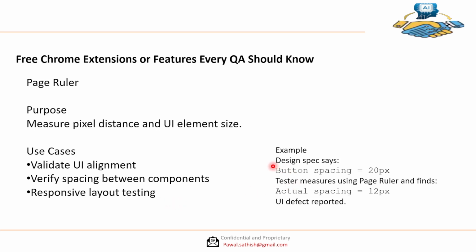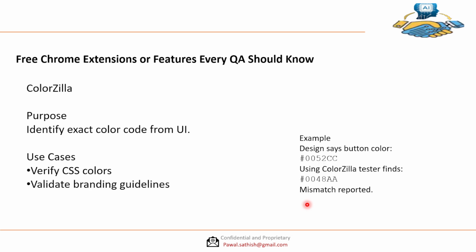Like if our design specification document says button spacing should be 20 pixels, it is very difficult as a UI tester to identify what the spacing is. In that case, we can use Page Ruler and find out the exact value. If Page Ruler shows 12 pixels, then it's a UI defect, and as a QA or full stack QA, we will report a defect in Jira.